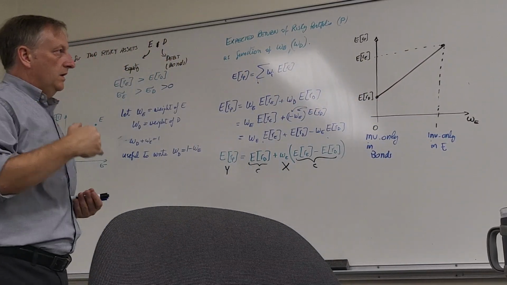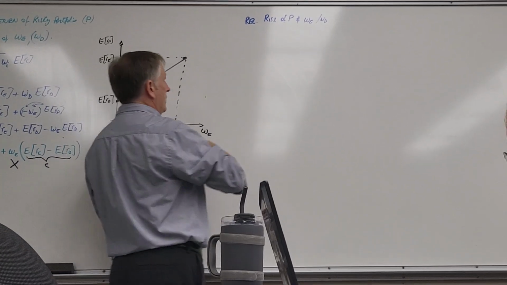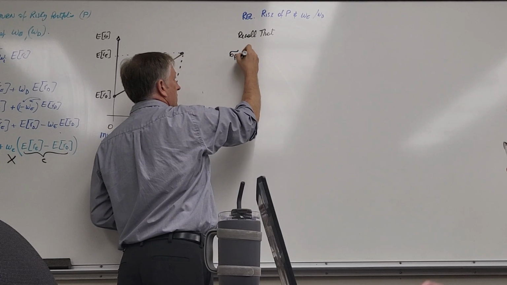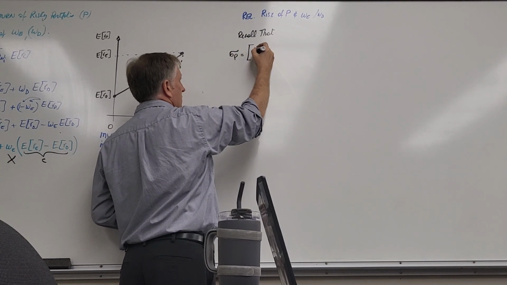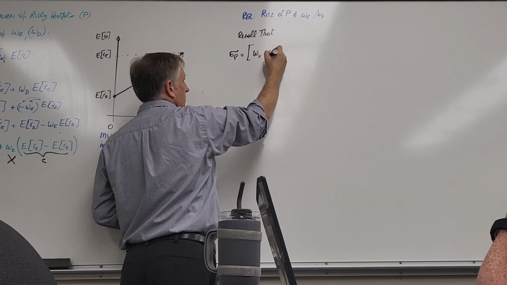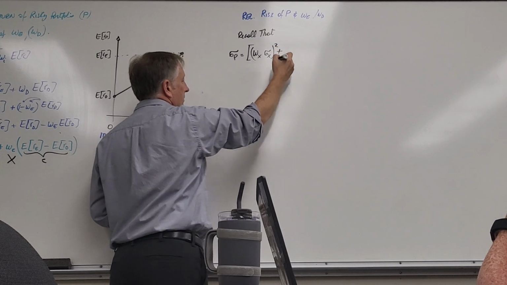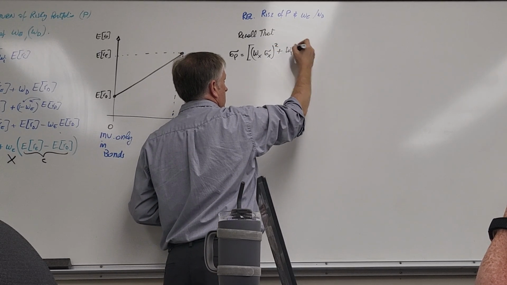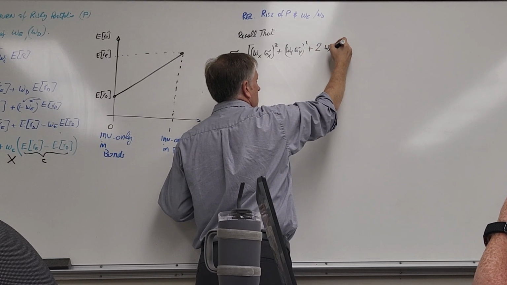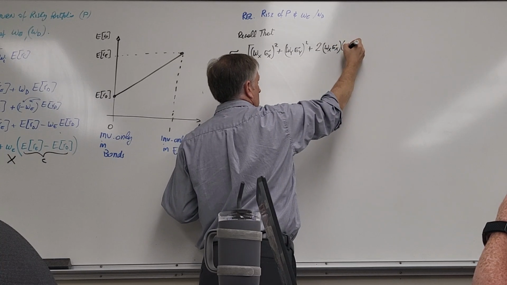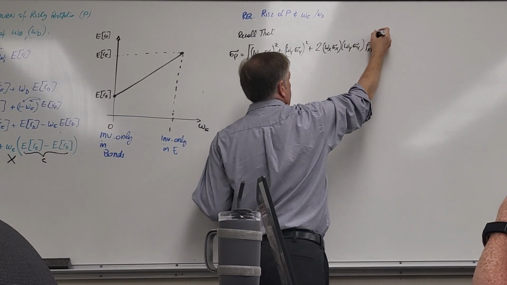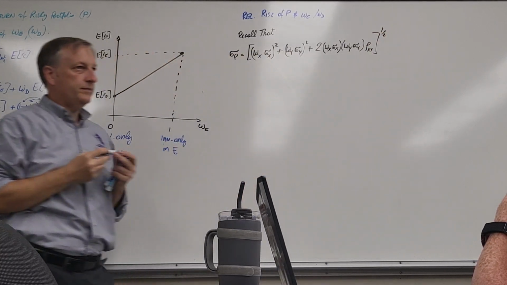So recall that the risk of a portfolio is equal to the weight of the first asset times the risk of the first asset squared, plus the weight of the second times the risk of the second squared, plus twice the weight of the first, risk of the first, weight of the second, risk of the second, and the correlation between first and second. And then you take the square root.